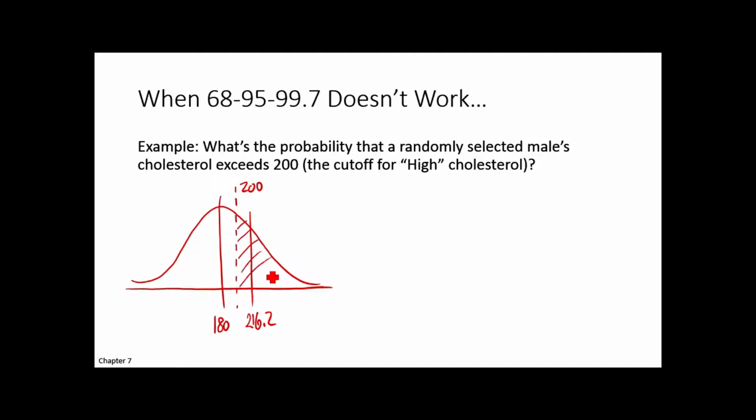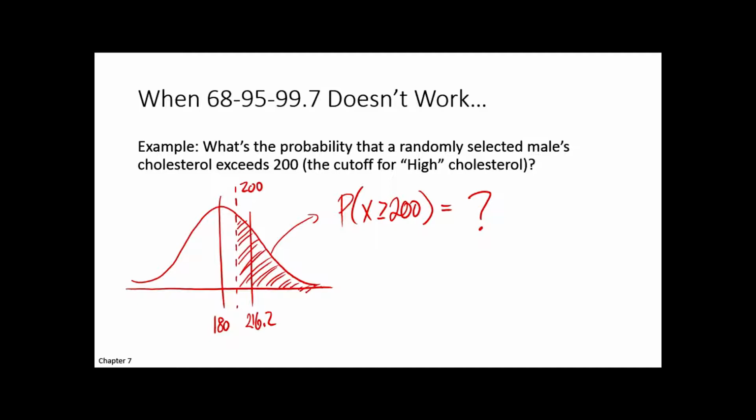Well, if I want to know the probability that x is greater than 200, I need to know the area above 200. Well, what do we do? If all we have is a 68, 95, 99.7 rule, then what are we going to do?